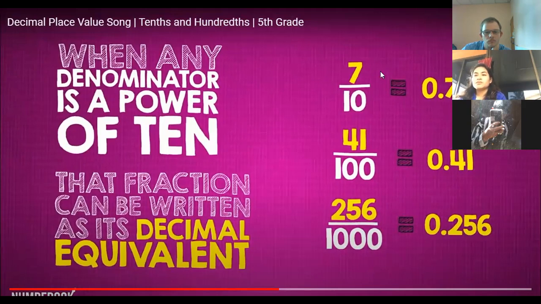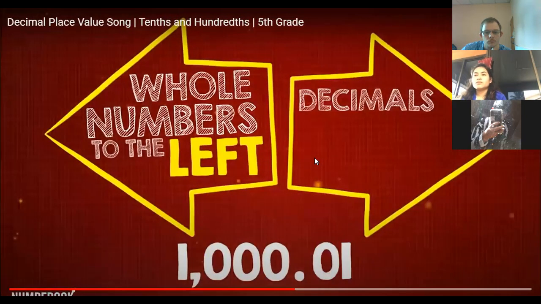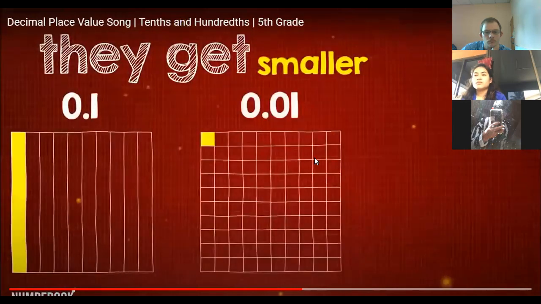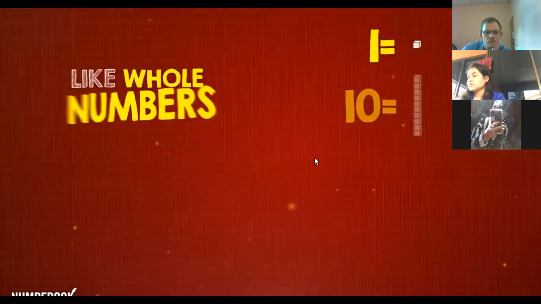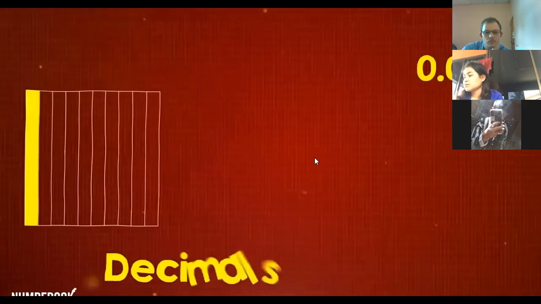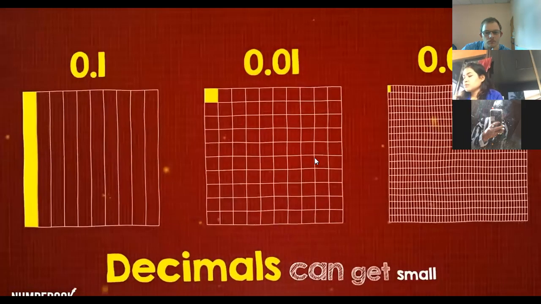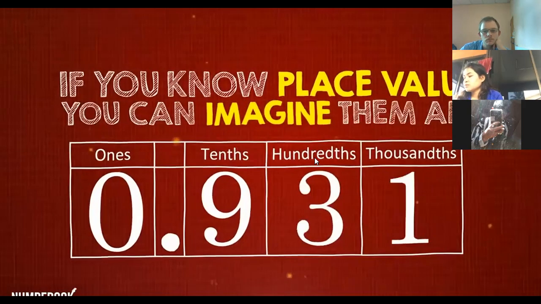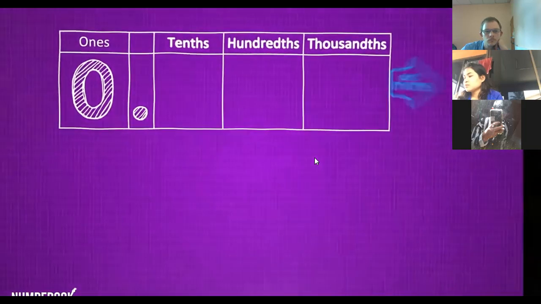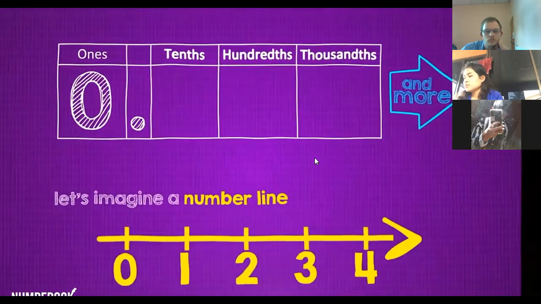Whole numbers to the left, decimals to the right. They get smaller and smaller till they're barely inside. Like whole numbers can get big, decimals can get small. If you know place value, you can imagine them all. We got the tenths, the hundreds, the thousands, and more. Let's imagine a number line to further explore.